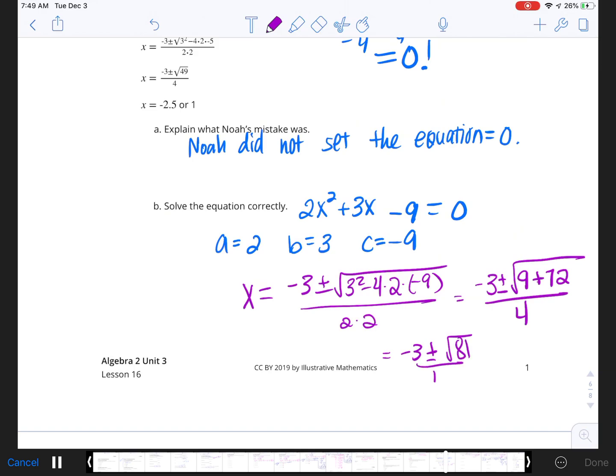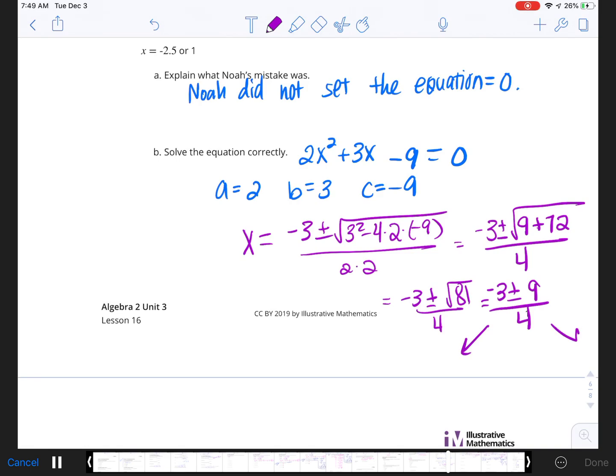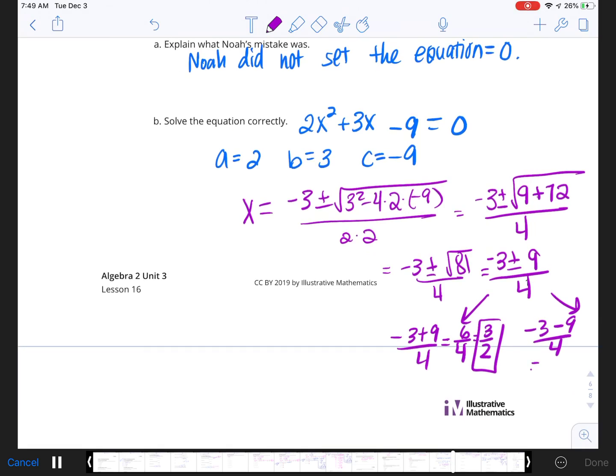So I get the square root of 81, and the square root of 81 is 9. So I get negative 3 plus or minus 9 over 4. And I'm going to break this up into my two equations, one with addition, one with subtraction. So 6 over 4 can cut in half to be 3 over 2. Now in my other one, negative 12 over 4 can become negative 3.